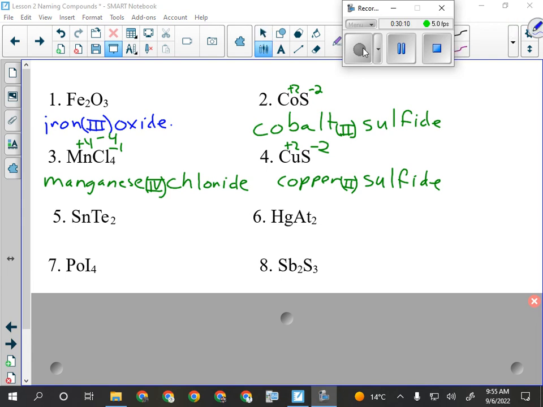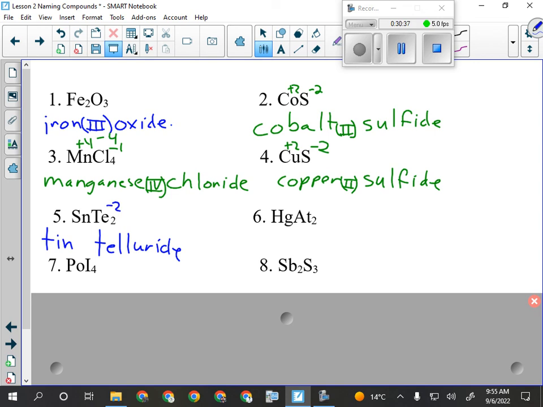All right, let's have a quick look at these ones here. So for number 5, Sn stands for tin. Okay, and Te stands for tellurium, so this will be tin something telluride. All right, I need to figure out which Roman numeral to put on tin. I think it'd be a 2 or a 4. Okay, tellurium is in group 16. Always has a charge of -2.